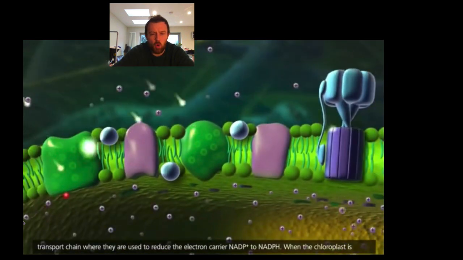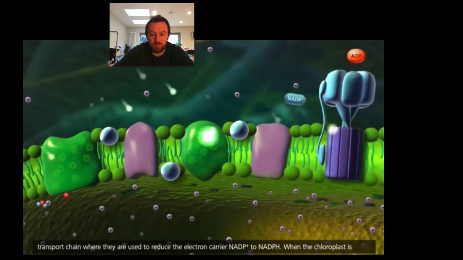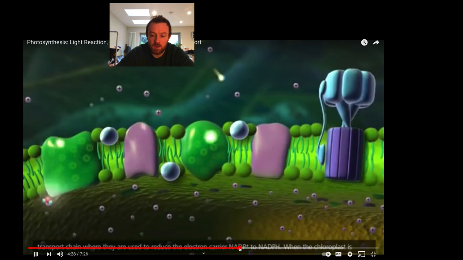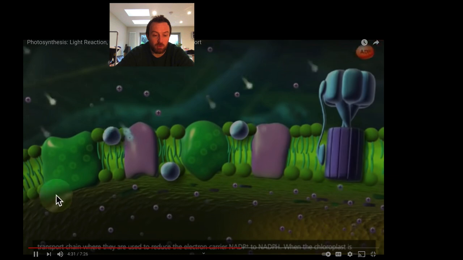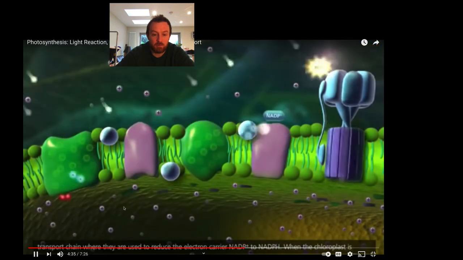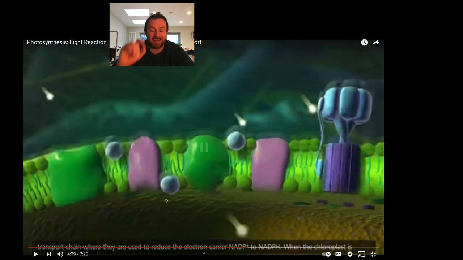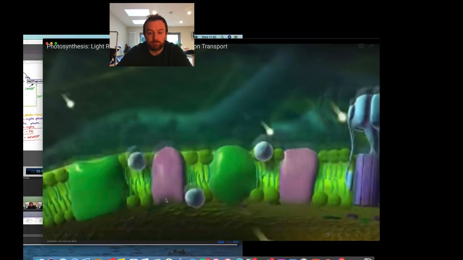So here we can see the whole thing going on. Notice the protons being pumped into the thylakoid space. Also notice that if I click back, you can see the formation of protons going on right there. When water molecules split, we get more protons being formed as well as protons being pumped. So we really generate a gradient. Now we're going to look at the mind map and label it as well.